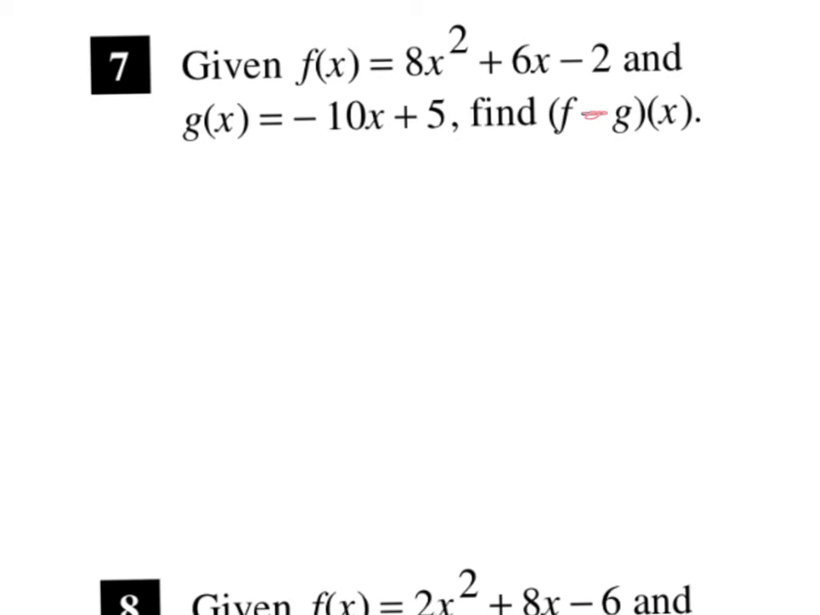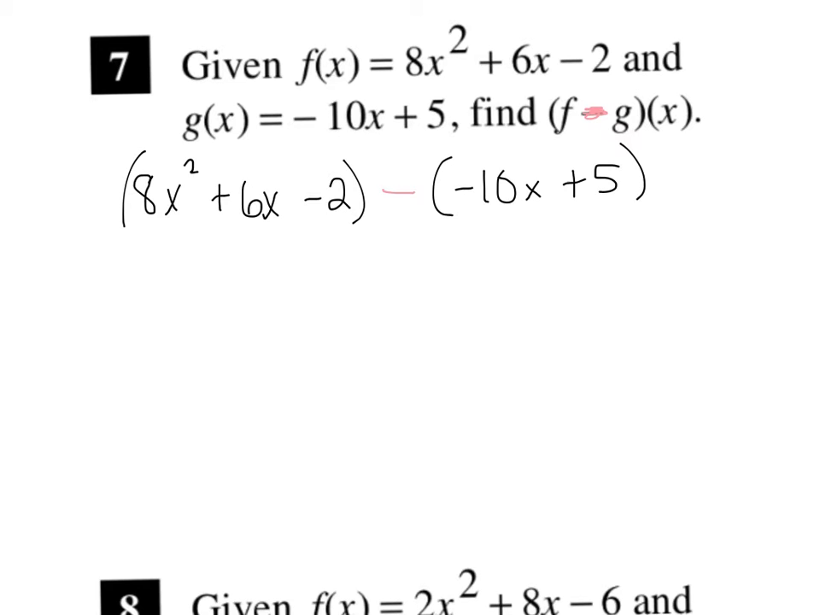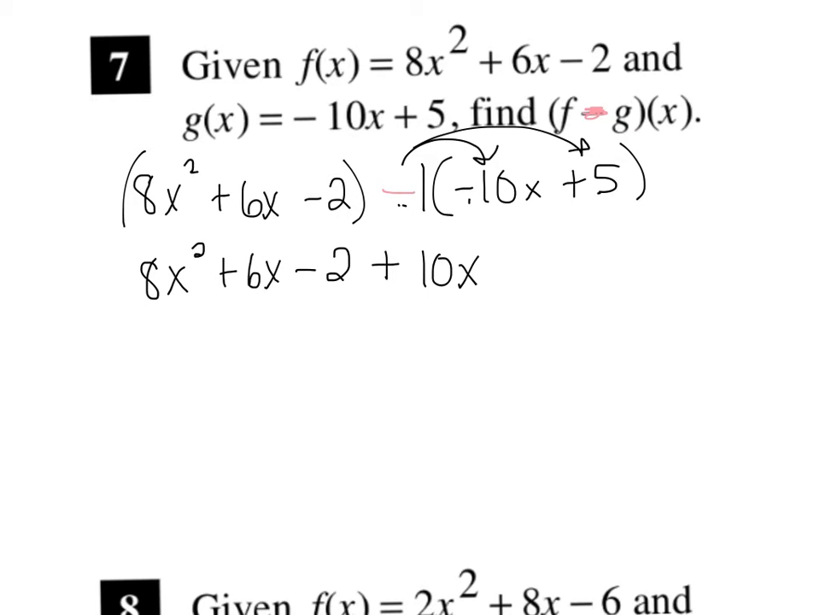Notice in number 7, we have to subtract the 2 functions. So it's going to be 8x squared plus 6x minus 2. We have to subtract negative 10x plus 5. Does having a negative sign in front of these parentheses matter? Yes, because it changes those signs. The first function does not change, but what's negative 10? Plus 10. What's negative positive 5? It is minus 5. Now we can combine like terms.